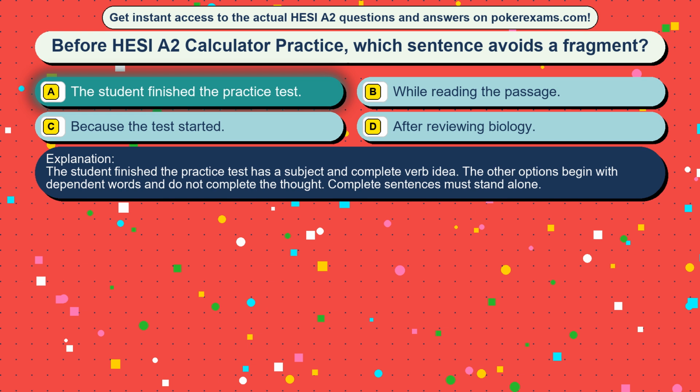The student finished the practice test has a subject and complete verb idea. The other options begin with dependent words and do not complete the thought. Complete sentences must stand alone.